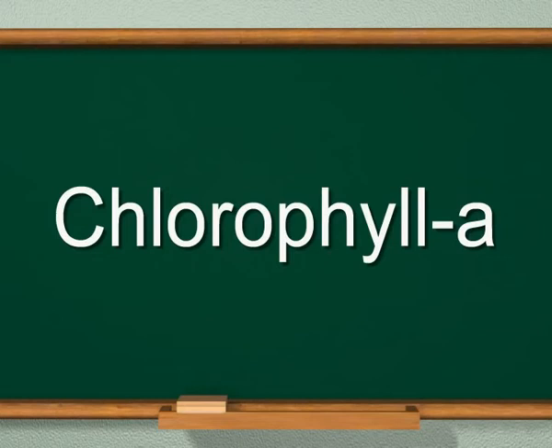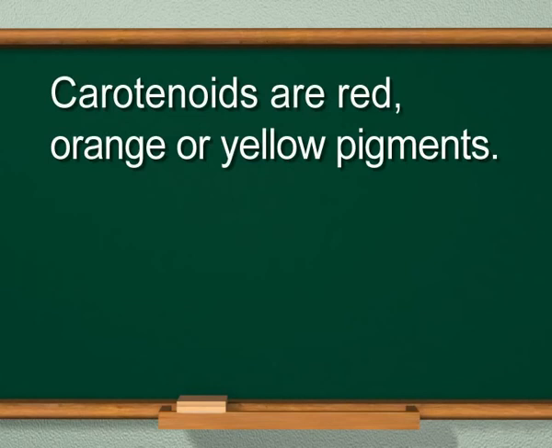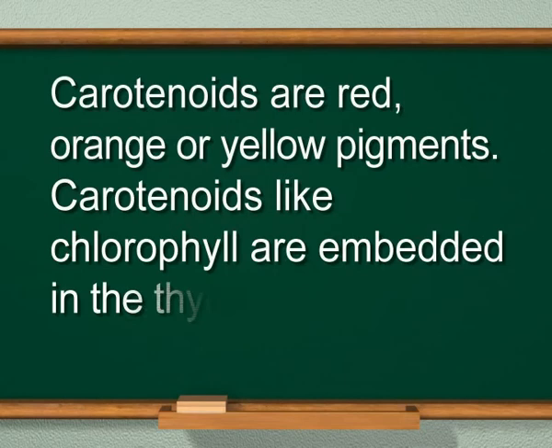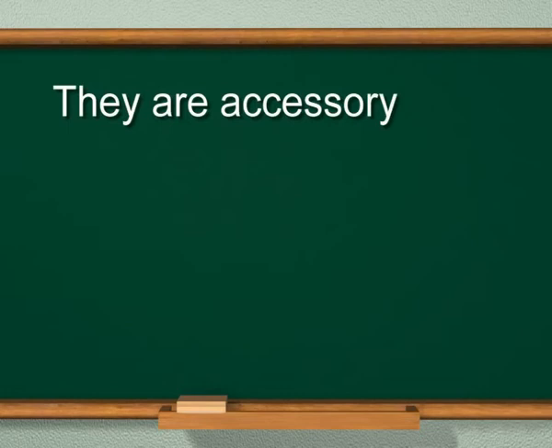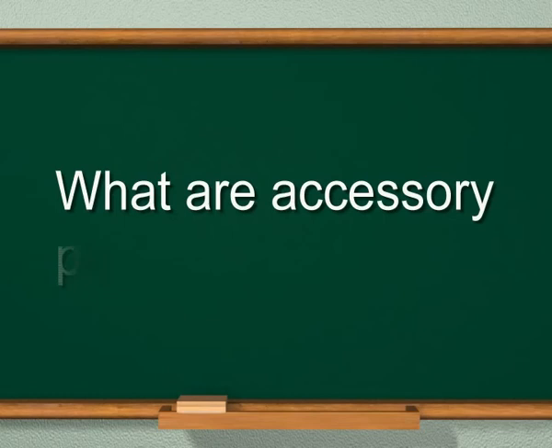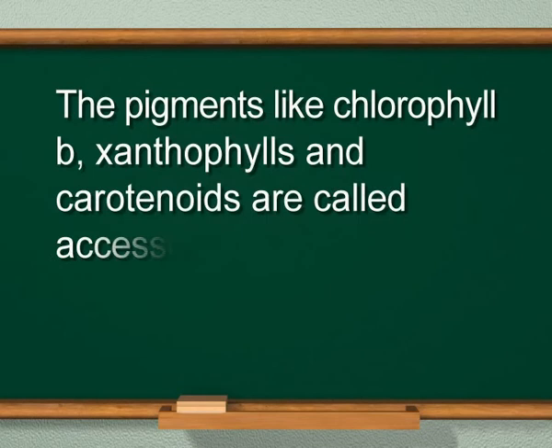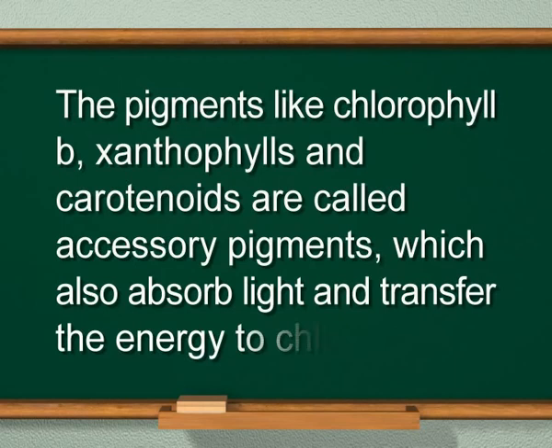My next question is, what are carotenoids? Answer: carotenoids are red, orange or yellow pigments. Carotenoids, like chlorophyll, are embedded in the thylakoid membrane of the chloroplasts. They are accessory pigments and harvest light from different regions of the spectrum. The next question is, what are accessory pigments? Answer: the pigments like chlorophyll B, xanthophylls and carotenoids are called accessory pigments, which also absorb light and transfer the energy to chlorophyll A.